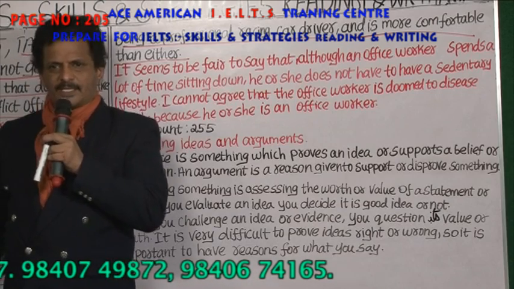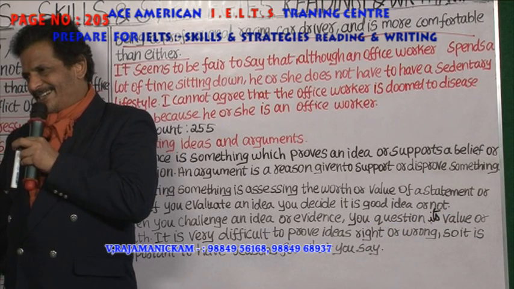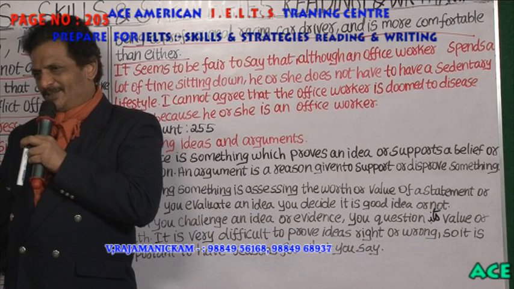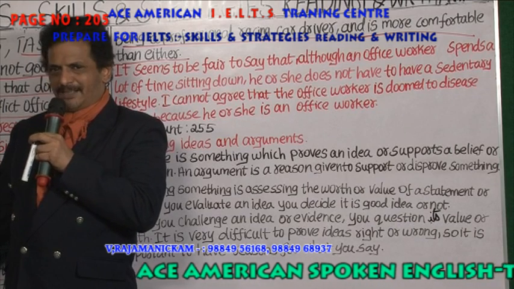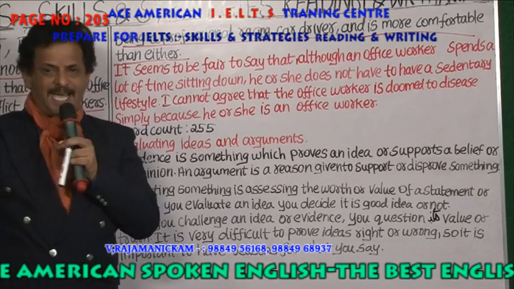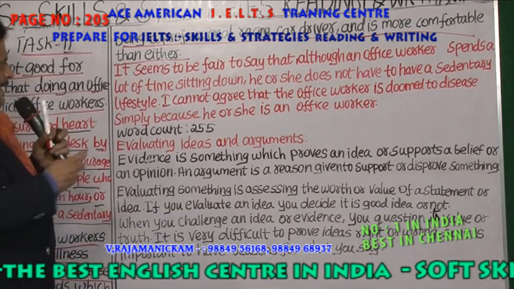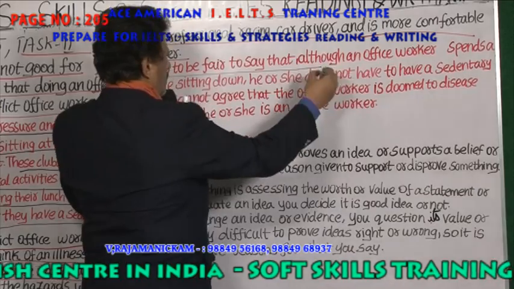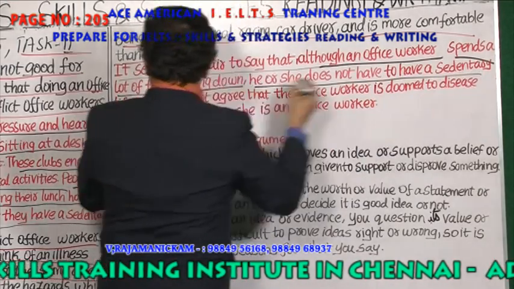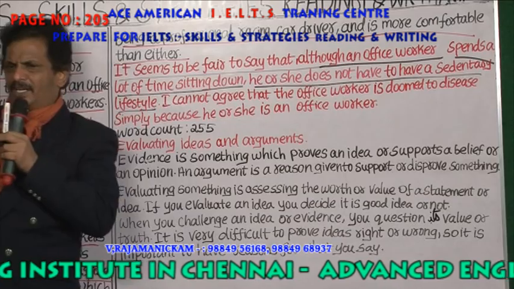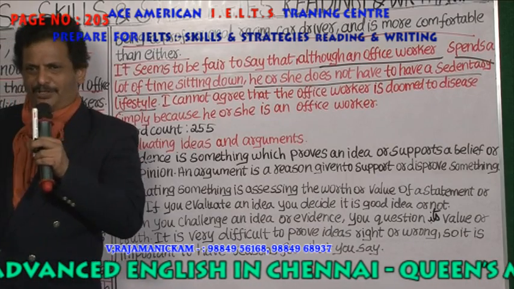That is number one point. And the number two point, what does he say? Other jobs are not much better than this. See, office job is much better than mining job. Office job is much better than a car driver's job. He compares. So coming to the third paragraph, he also says, it seems to me fair to say that although an office worker spends a lot of time sitting down, he or she doesn't have to have a sedentary lifestyle. Morning to night you sit in front of the computer. It doesn't mean that you have to follow the same lifestyle lifelong. You can sit morning to night. After that you can do exercise.